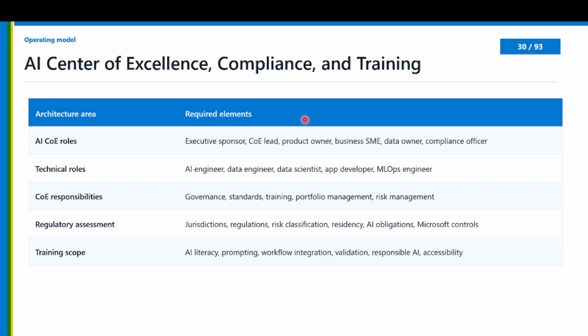You should know how to engage stakeholders in communication, okay? So this is how you can go about it. And then we have this operating model. We have AI Center of Excellence, Compliance and Training.